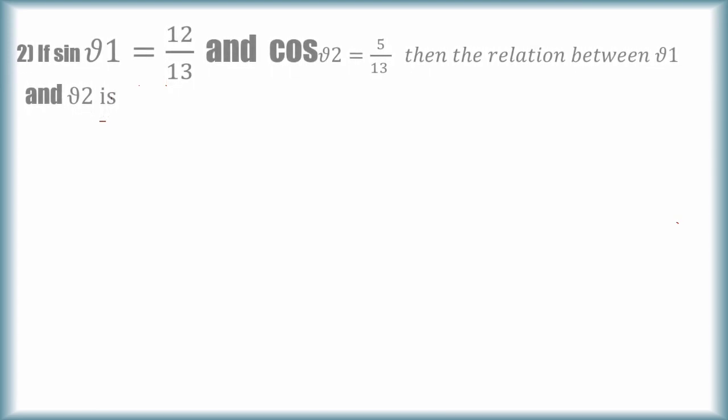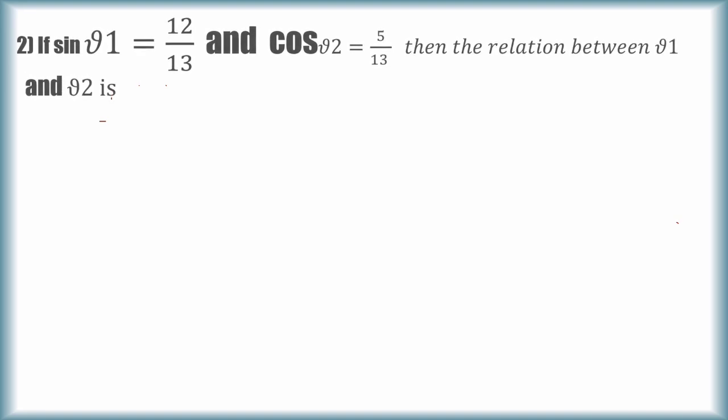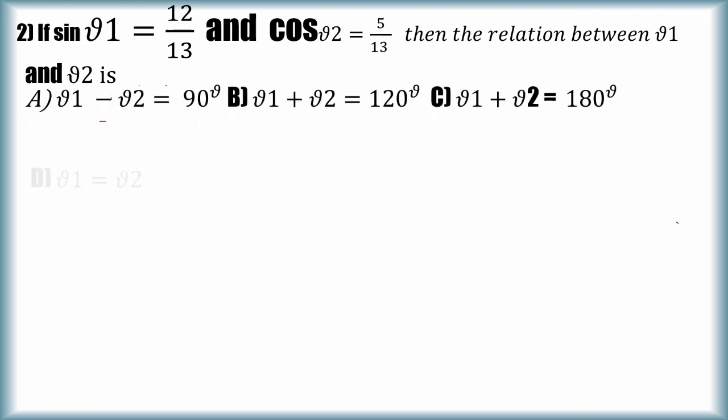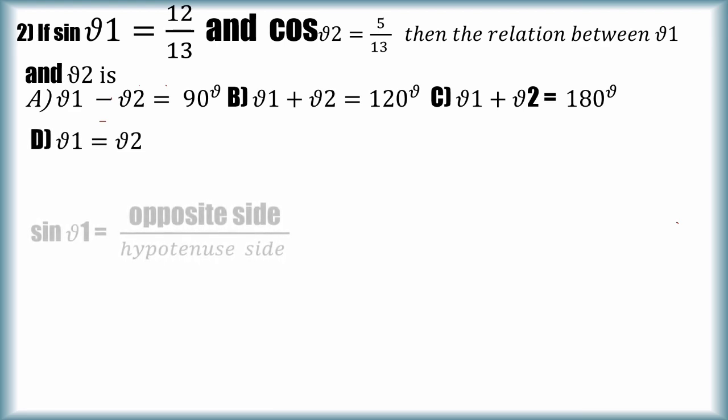Here, sin theta 1 is equivalent to 12 by 13 and cos theta 2 is equivalent to 5 by 13. Then the relation between theta 1 and theta 2 is asked, and four options are given here. We have to choose the right answer. How do we choose the right answer? By invoking the formulas of sin theta and cos theta.